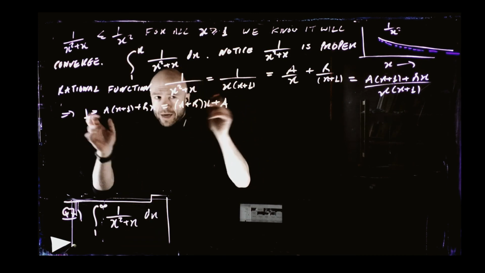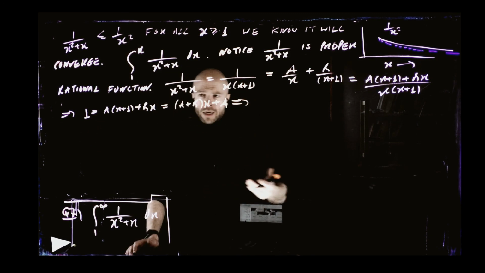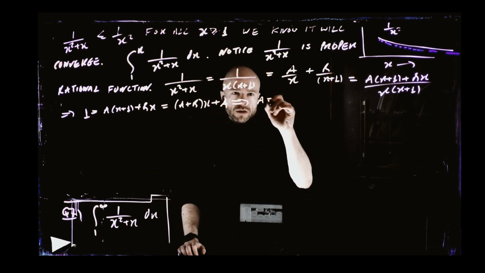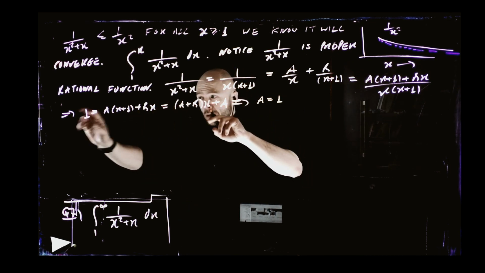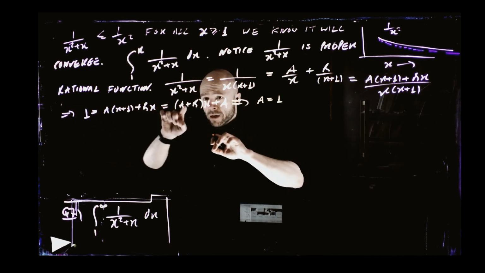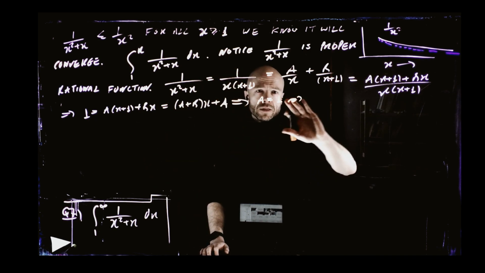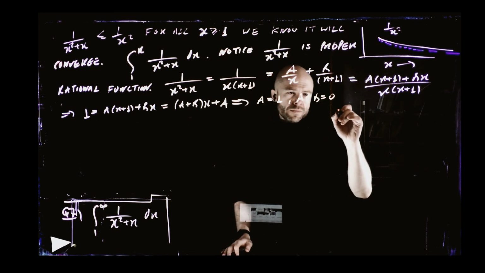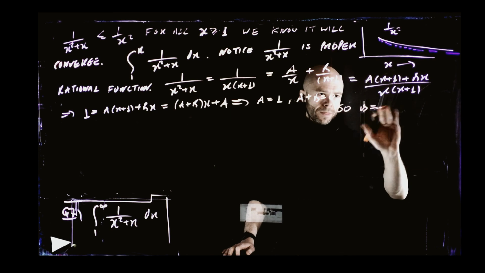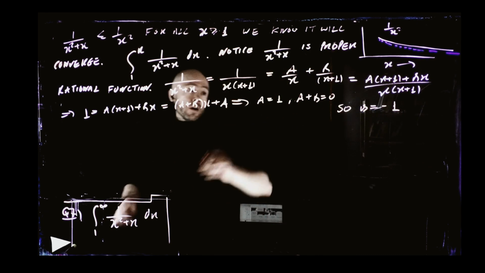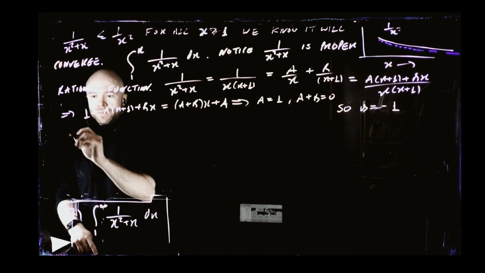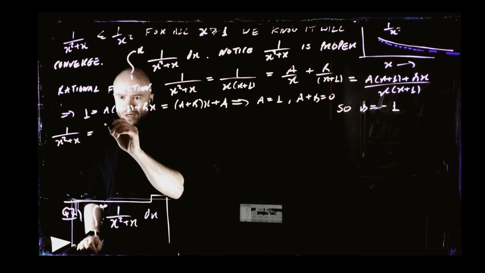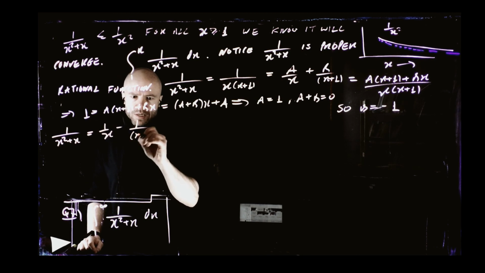And since this is true for all x, I'm doing this fast, but we know how to do this kind of stuff. We practice this a lot, right? So this implies that a is equal to 1, because we're comparing the constants. And comparing the x terms, we have 0 x term here, so a plus b is equal to 0. Therefore b is equal to minus 1. So our partial fraction decomposition is that 1 over x squared plus x is the same as 1 over x minus 1 over x plus 1.